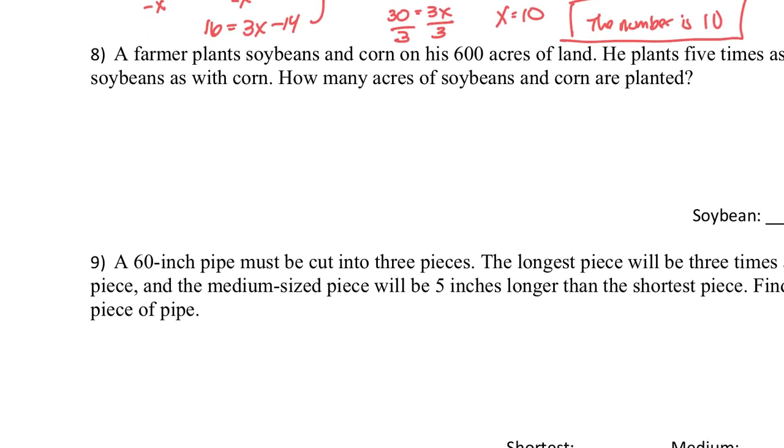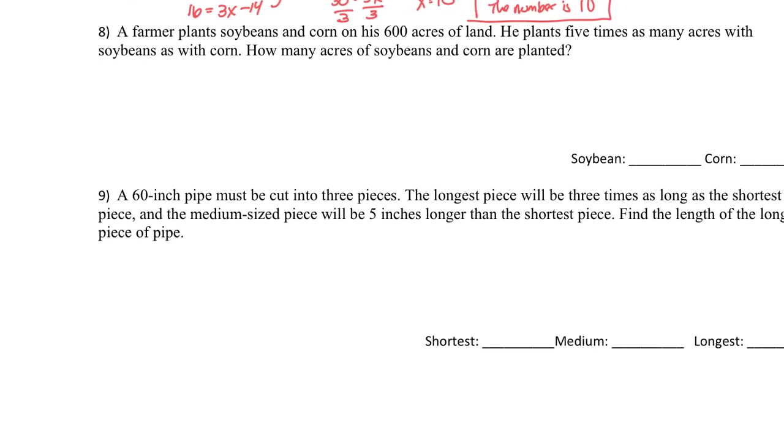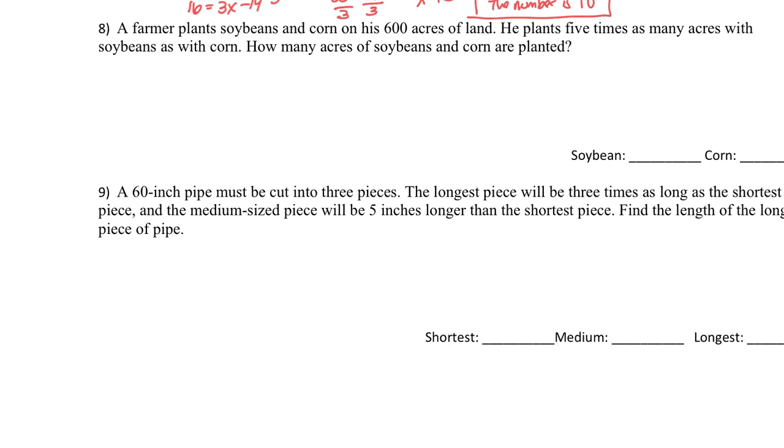Let's take a look at number 8. It says, farmer plants soybeans and corn on his 600 acres of land. He plants 5 times as many acres with soybeans as with corn. How many acres of soybeans and corn are planted? Okay, we could do this 2 different ways. We could do it with equations, and we could do it with a table of values.